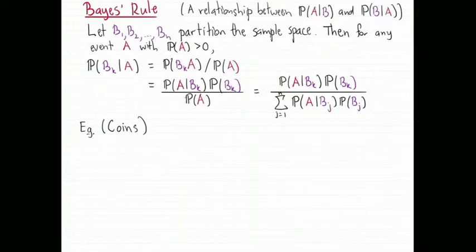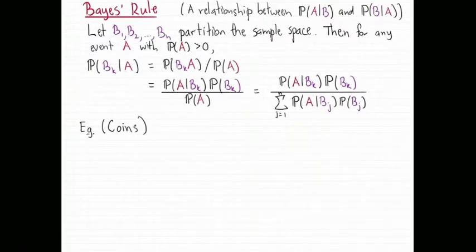A intersect B is the same as B intersect A. And so that first line on the top, I can write from the definition of conditional probability as the probability of A given BK times the probability of BK. But we still have the denominator there, the probability of A. How can I figure out that?